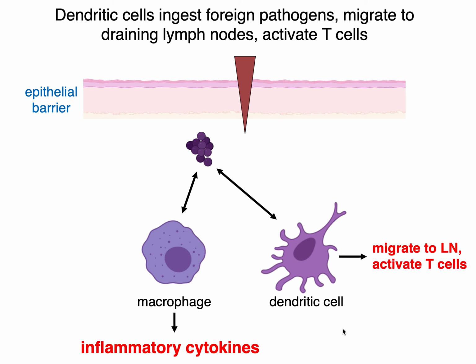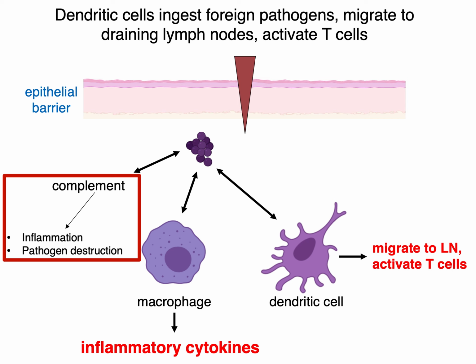At the same time, dendritic cells can also be activated by exposure to these bacteria, and they will get out of that tissue, migrate to a draining lymph node, and activate T cells. And lastly, there's a class of molecules called complement that mediate inflammation and pathogen destruction, and these molecules are also activated by exposure to these bacteria.